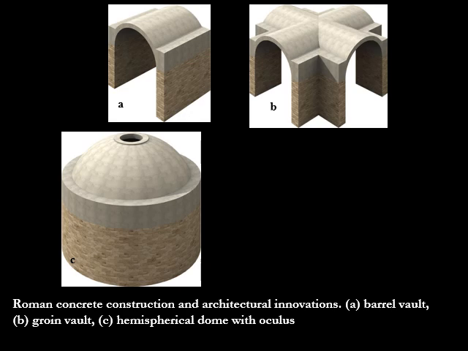And know these basic architectural terms. The barrel vault, which has that rounded top, was really created by the Romans. The groin vault is where two barrel vaults intersect with each other. And of course the dome with the oculus, the hole in the center of the dome, to let in natural light.